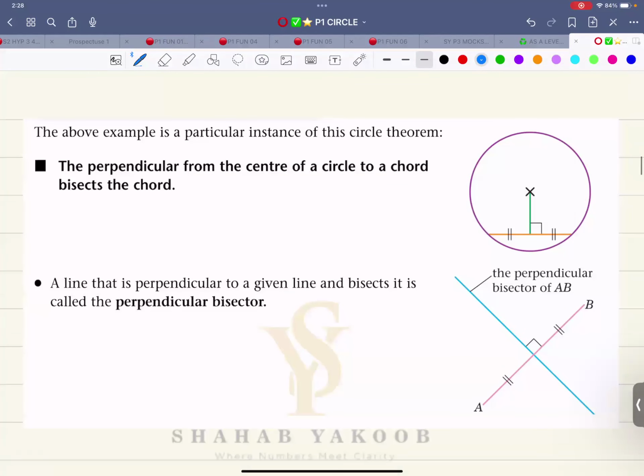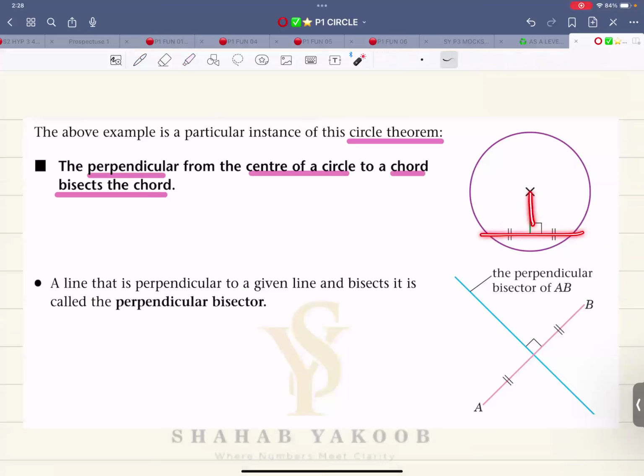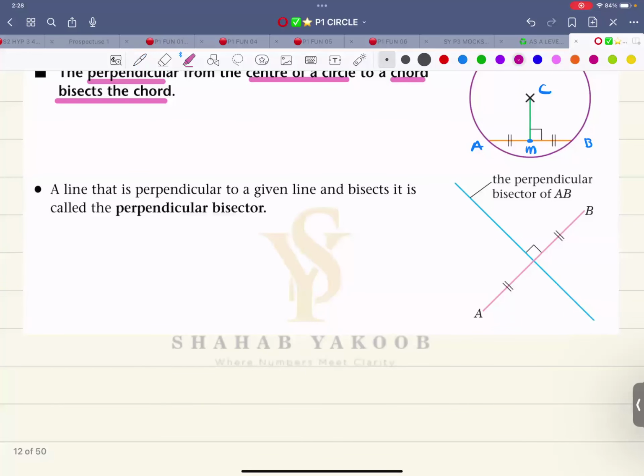And it's right over here. The above example is a particular instance of the circle theorem. The perpendicular from the center of the circle to a chord bisects the chord. In other words, the perpendicular bisector of the chord passes through the center. This is the center. These are 2 points. This is the mid value, and so on. A line that is perpendicular to a given line and bisects it is called a perpendicular bisector. We are aware of this fact.